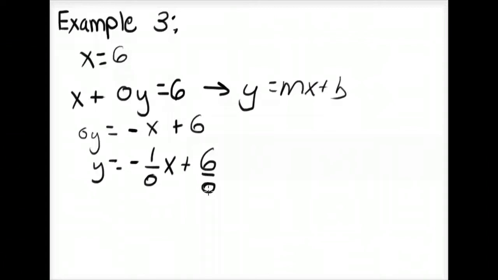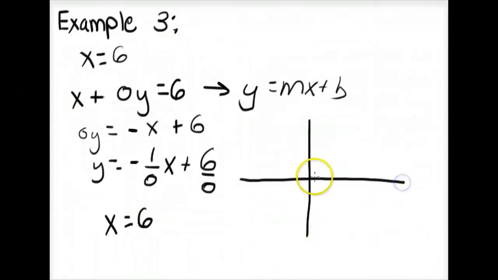But the graph is still pretty easy to draw because basically we know that the equation is x equals 6. So for any value of y that you substitute into that, x is always going to be 6. So drawing that graph, we would start counting 6 units: 1, 2, 3, 4, 5, 6. And our graph would just be right here. It would be a vertical line.